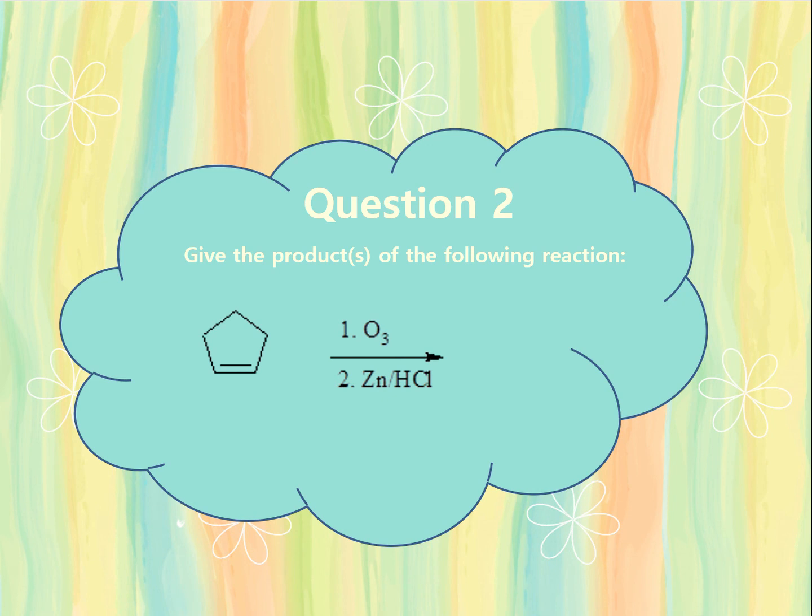All right, so that leads us now to question 2, which says, give the products of the following reaction. So again, we have our alkene, but this time we have ozone and the workup is zinc in acid, right? So just take a second and try to come up with the product of this reaction.